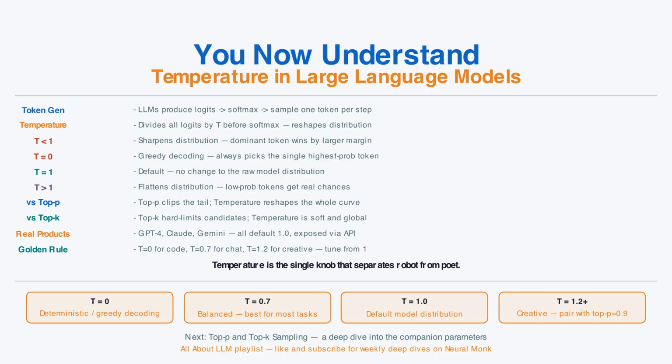Next in the All About LLM series, Top P and Top K sampling, a deep dive into the companion parameters.